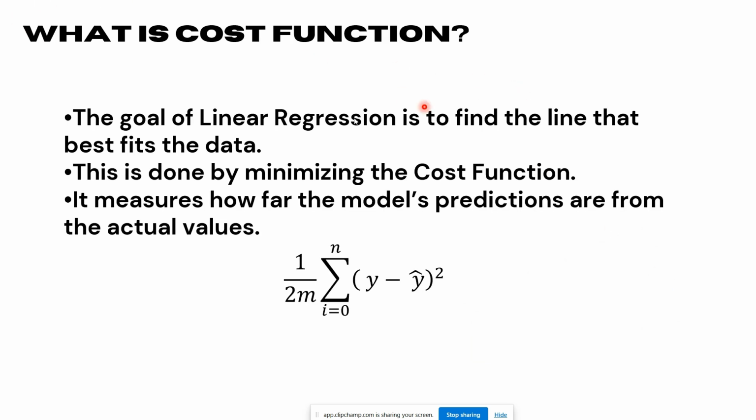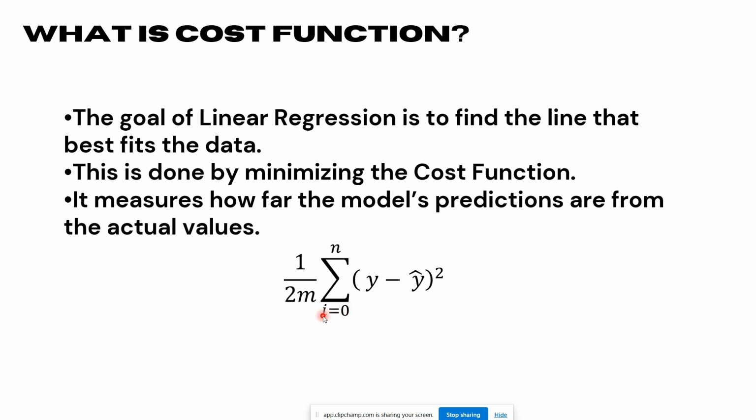So what is cost function? The goal of linear regression is to find the line that best fits the data. Now this can be done by minimizing the cost function. So basically we have to reduce the error between input and output so that we get the best fit line. And this we can measure by using cost function. It finds out how far the model is predicting from the actual values. This can be done by the mean square error function, which is 1 upon 2m summation of i equals 0 to n of (y actual minus y predicted value) squared.